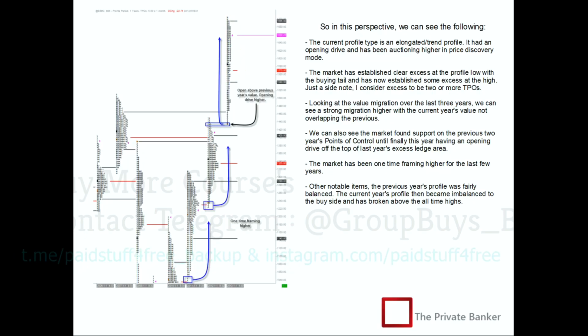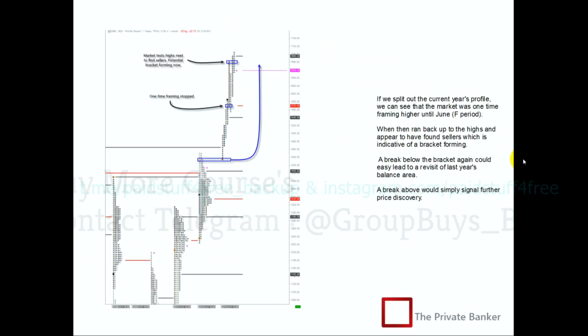Okay, so let's take a look at this a little differently. What I have here is, if we split out the current year's profile, we can see the market was one time framing higher until June, or the F period. So we're now starting to look into a little more detail. Again, each TPO bracket represents a month out of the year. So one time framing, and then it stopped right here on this small pullback, but of course that resumed as we took out that previous high there.